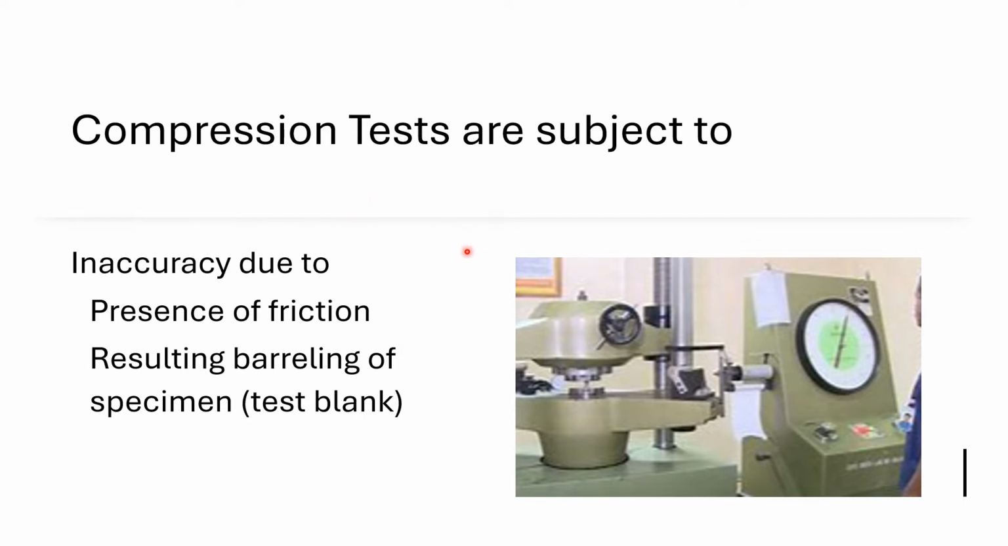Why? Because they can be inaccurate, meaning not as good. And that's because of the presence of friction, and that friction is causing some sort of barreling in the specimen, that's just a test specimen that we're talking about, when we do the compression test.